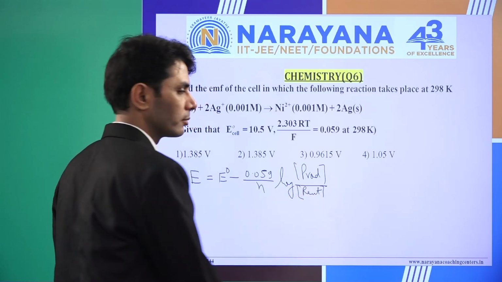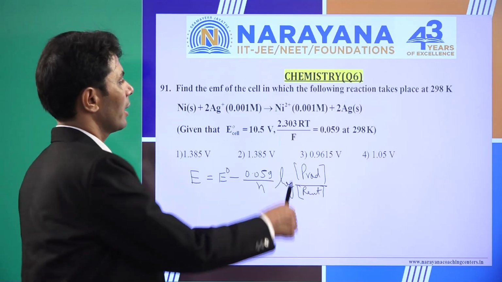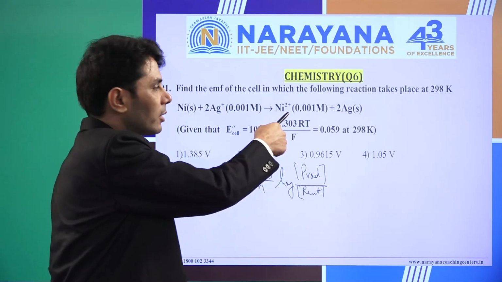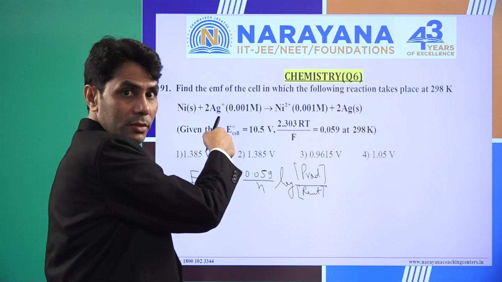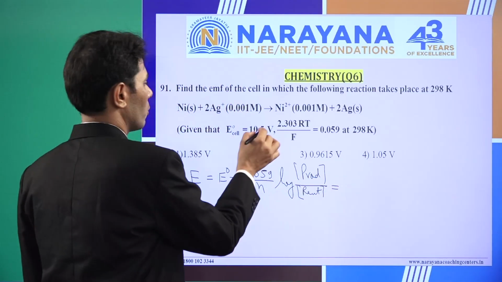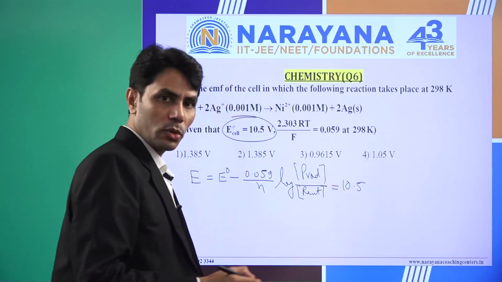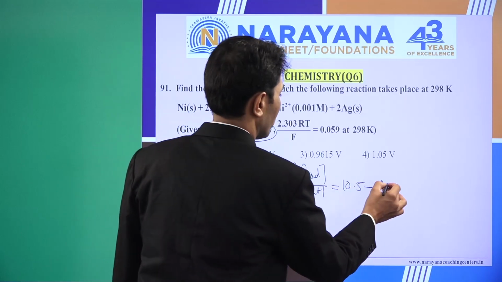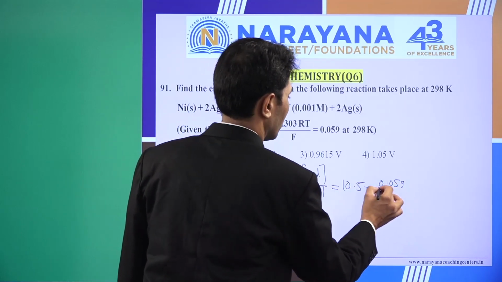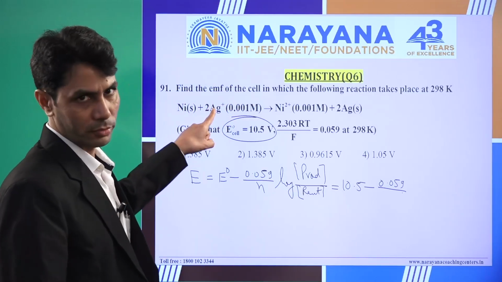Already we know. In this given reaction, the product is Ni+. Concentration is already given. And what is the reactant? That is silver. That is also given. So we can modify it like, what is E naught cell for this case? That is 10.5 minus 0.059 divided by, what's the value of n? Number of transferred electrons. There are 2 electrons.